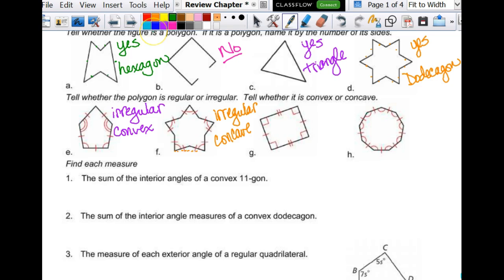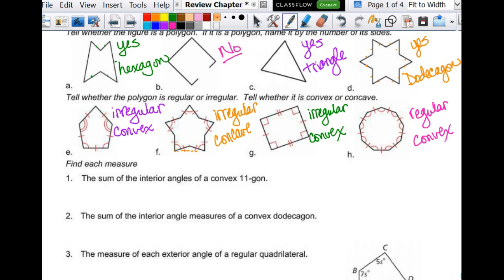G, it's equiangular, kind of looks equilateral, but it's not labeled that way, so this is a rectangle, not a square, so that means it is irregular, and it is convex. And then H, it is equilateral, it's also equiangular, so it is a regular polygon. And if it's regular, it has to be convex. Can't be concave, so it's kind of a given there.